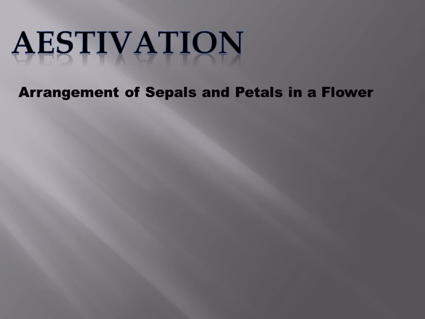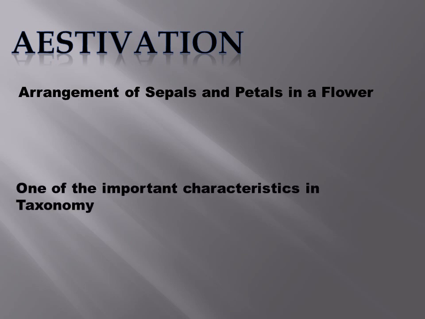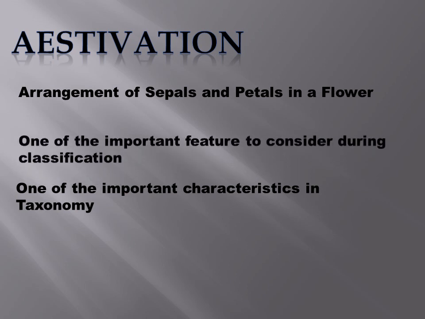It is the arrangement of sepals and petals in a flower. The arrangement of sepals or petals in a flower is called the estivation. It is very important in the classification of plants, one of the most important characteristics in taxonomy. It plays an important role when we classify plants, so we definitely consider the estivation of the flower.